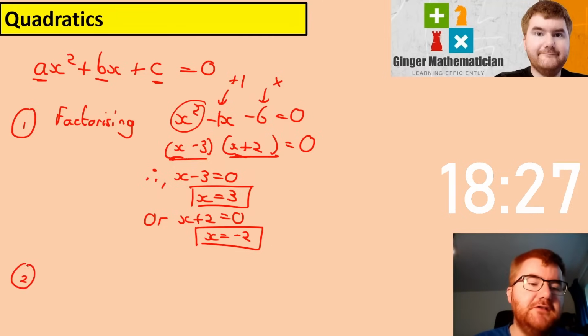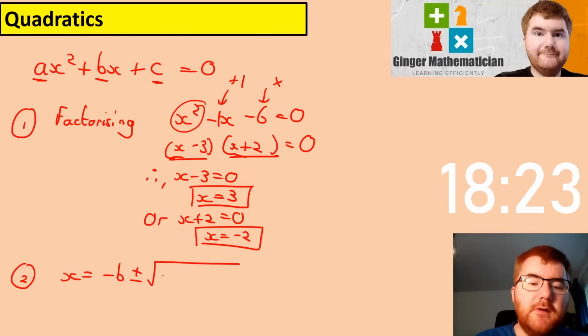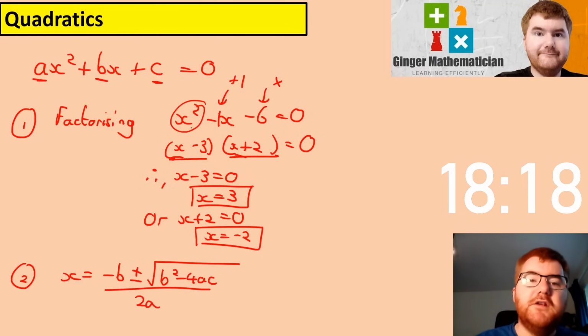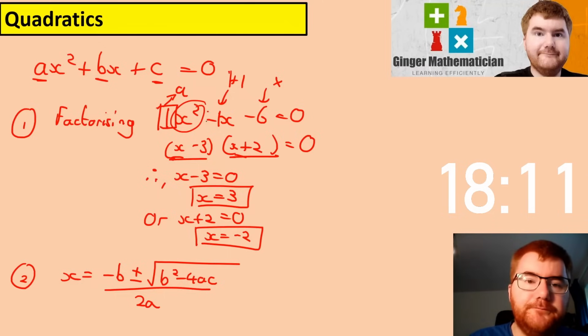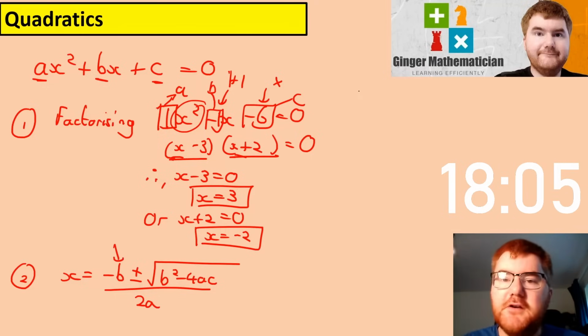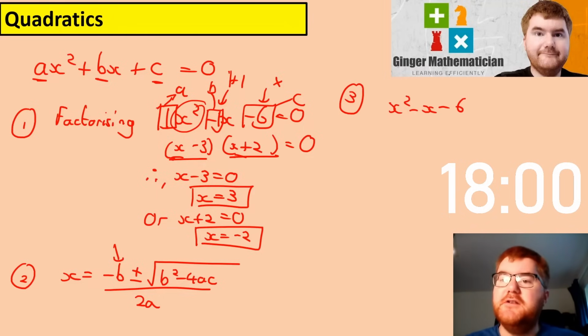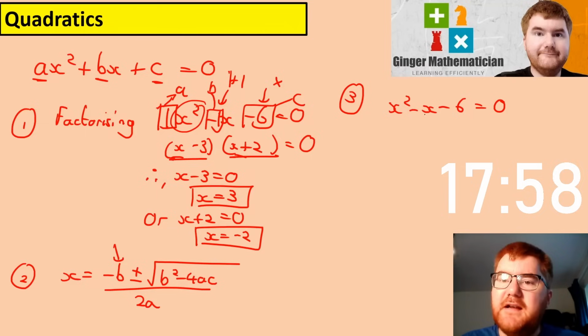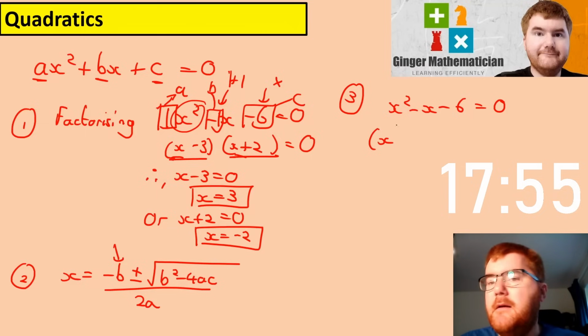The alternative is to use the quadratic formula, which is x equals minus b plus or minus the square root of b squared minus 4ac, over 2a. We can use this as well. The a would be the number in front of the x squared, that's this. Here, the minus 1 would be my b, and then the minus 6 here would be my c, and then we just substitute in. We've also got completing the square, so if I use the same example as before, to complete the square we take half of the middle term, so that's going to be minus a half.